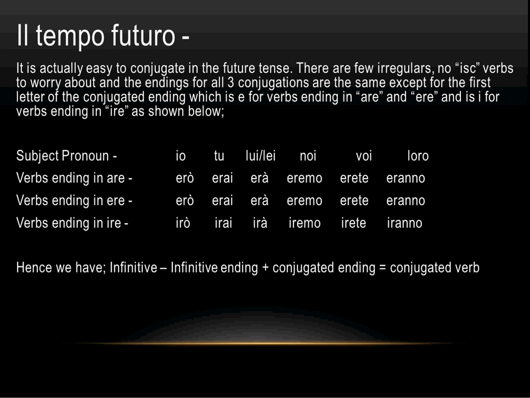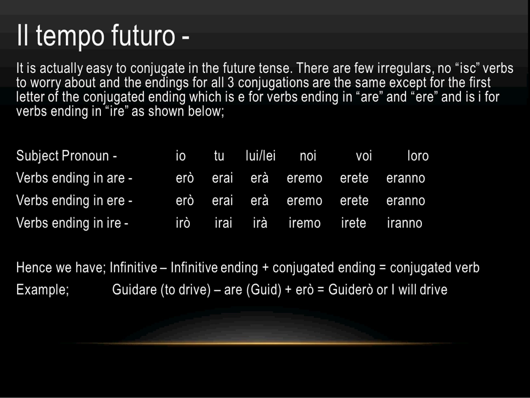So in keeping with our typical examples, I've prepared one here. Hence we have the infinitive verb minus the infinitive ending plus the conjugated ending equals the conjugated verb. Example, guidare, to drive, minus are leaves us with guid plus erò equals guiderò, or I will drive.